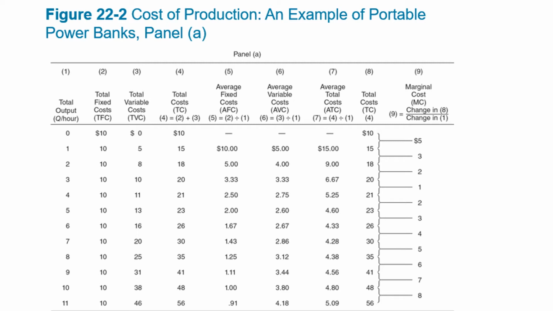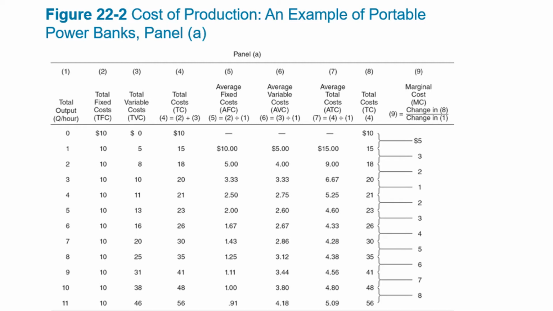Anytime you see average, you know you're going to divide by output. So average fixed cost will just be the total fixed cost divided by the output. Average variable cost, that's just the total variable cost divided by the output. Average total cost, that's just the total cost divided by the output. Total cost, like I said a few seconds ago, is the total fixed cost plus the total variable cost. The marginal cost, change in total cost divided by the change in output.